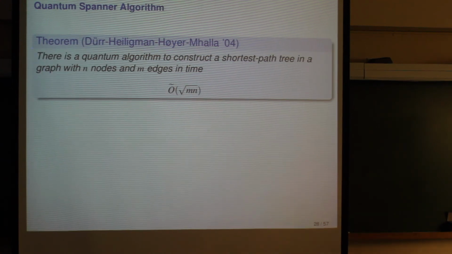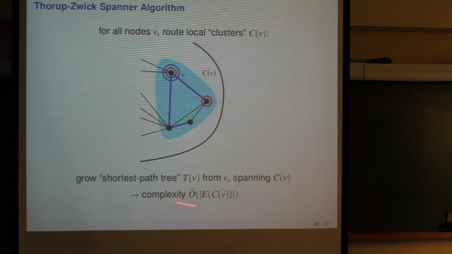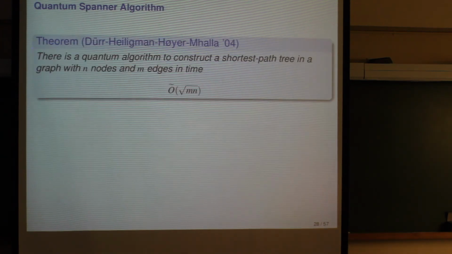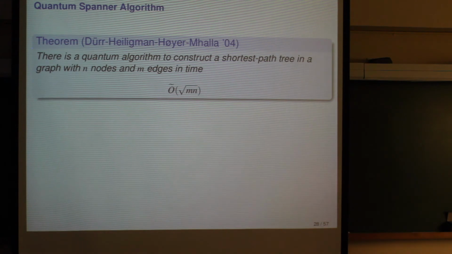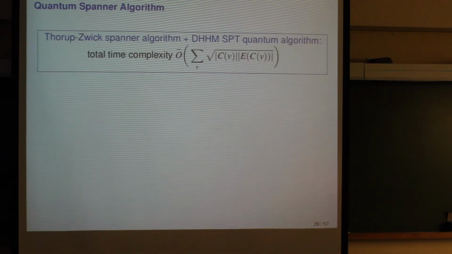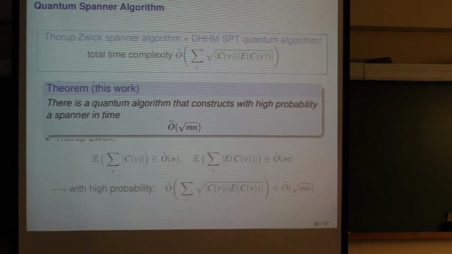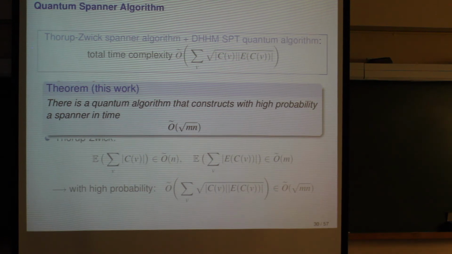We improved this algorithm by building on existing work by Duur, Heiligman, Heuer, and Mala from 2004, where they showed that this one important routine, growing the shortest path tree, can be improved from m to square root mn. We build on that, and we substitute that in the original algorithm. There is some maths we have to take into account, but it's all straightforward. So the gist is that we use this Duur, Heiligman, Heuer, Mala algorithm to speed up this one costly routine in the Thorup-Zwick algorithm, and we find the square root mn algorithm for constructing spanners. All right.